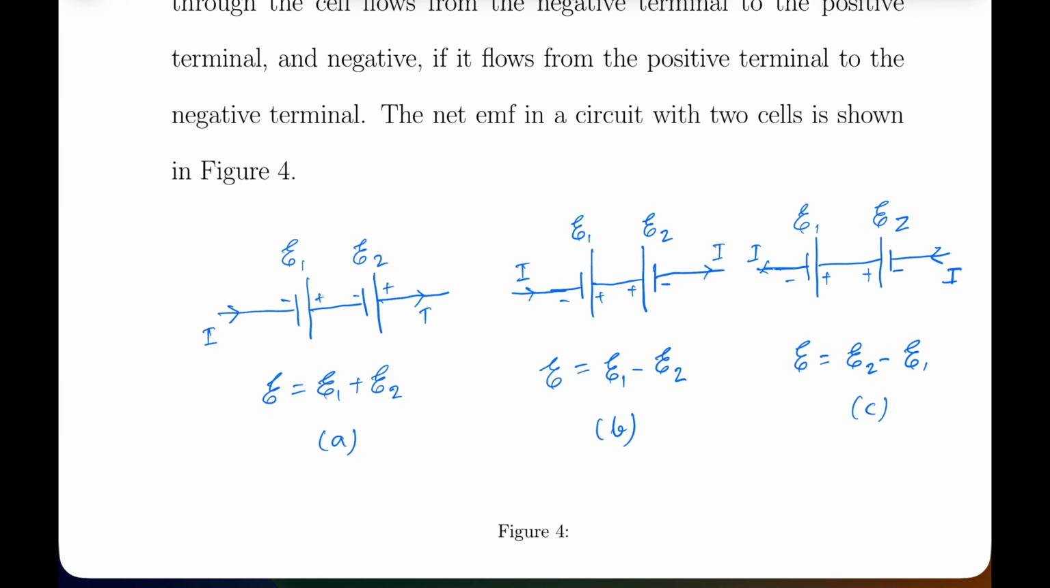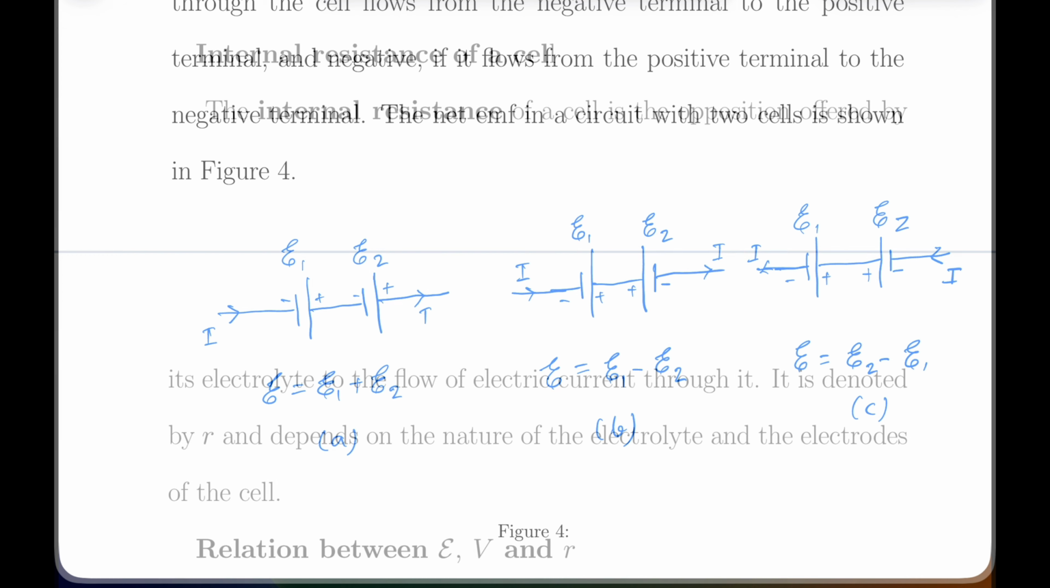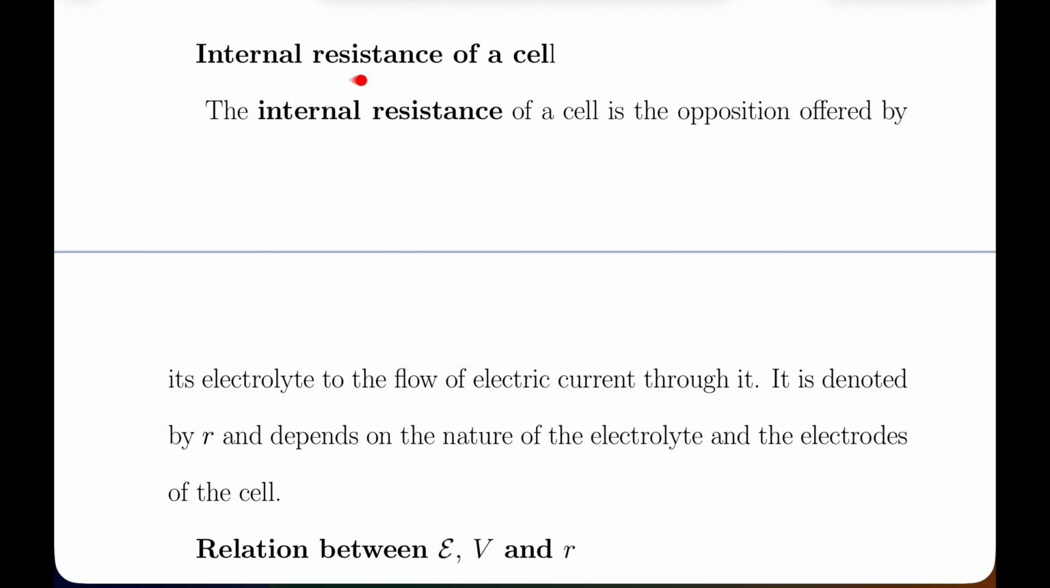In figure 4c, the current flows from the negative plate to positive plate of this cell. So E2 is taken to be positive, whereas the current flows through this cell from the positive plate to negative plate. So E1 is taken to be negative. So the net EMF of these 2 cells is equal to E2 minus E1. Clear?